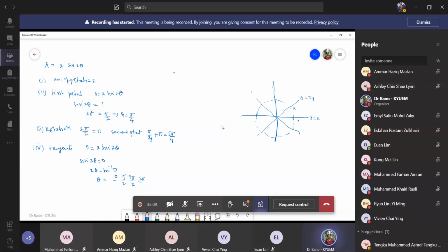What is the tangent line? The tangent is theta equal to pi by 2, and then the tangent is 3 pi by 2, and then 2 pi will come back here. So what we have got? Isn't it? Because of rotation by 180 degrees, this is 180 degrees, and this is your theta equal to pi by 4.